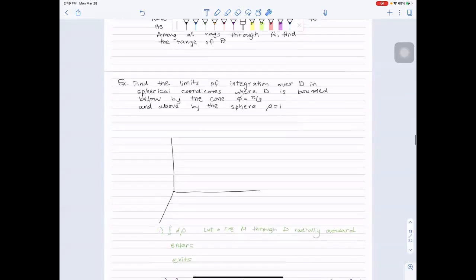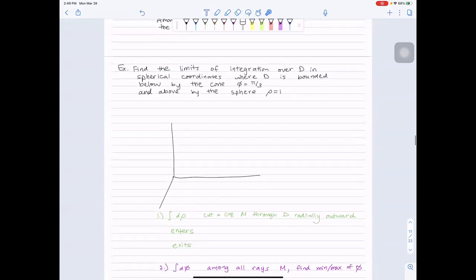Okay, so back to this. Now for the phi bounds. We know that our rho goes from 0 to 1. What about phi? You want to draw lines. Let me redraw our thing. So we have some sphere with a cone.